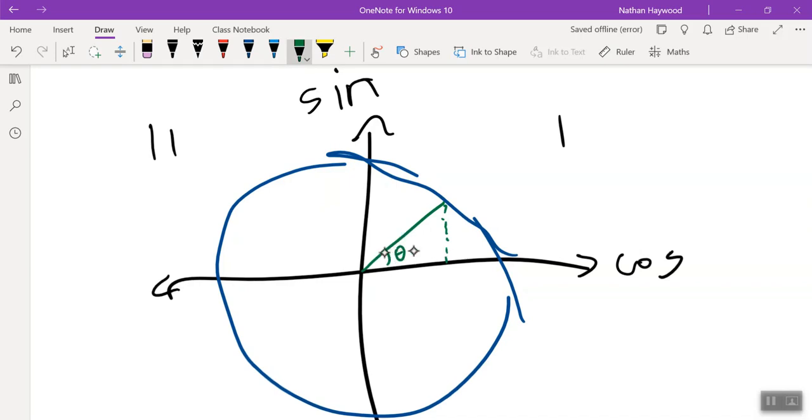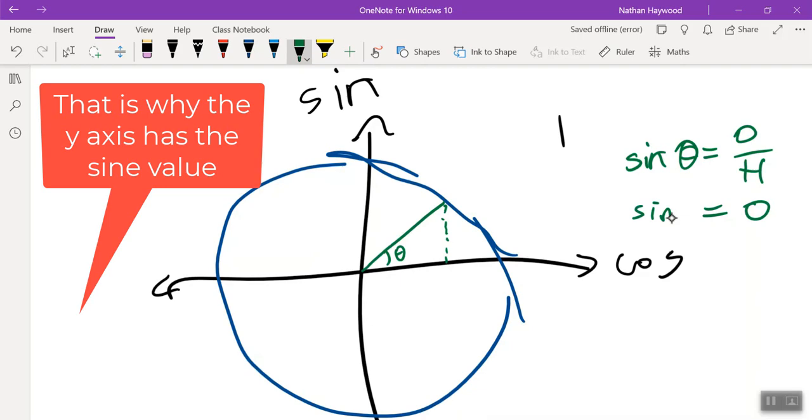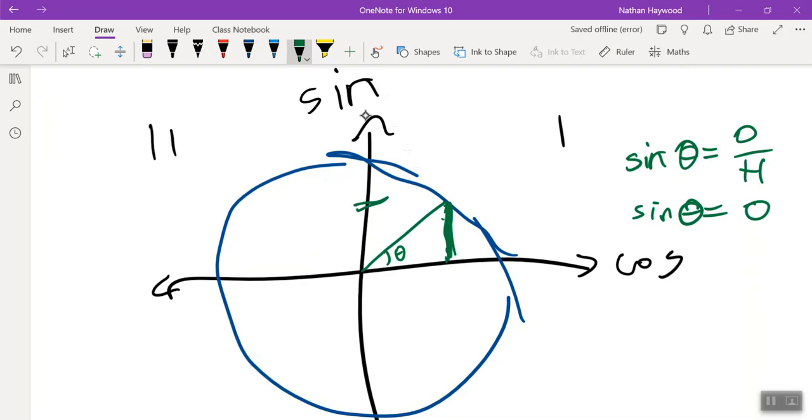Let's say this angle here is theta. Okay? If you look at the opposite over the hypotenuse, we have sine theta equals the opposite over the hypotenuse. What's the hypotenuse? 1. So the opposite, or the y value, is always the sine value for the triangle.